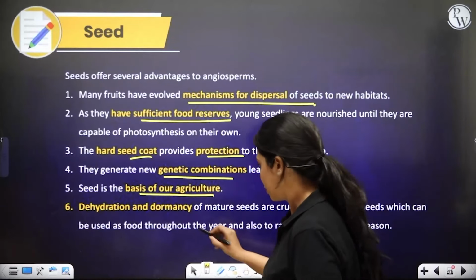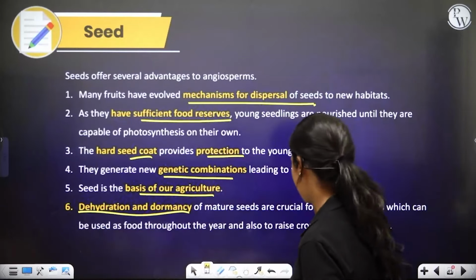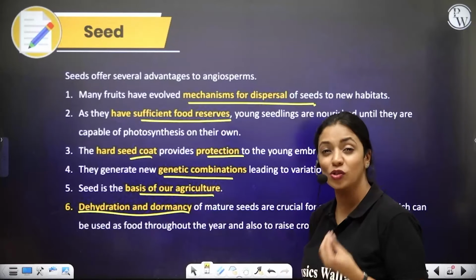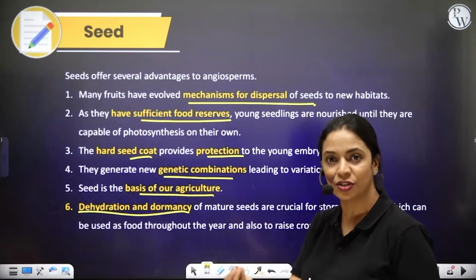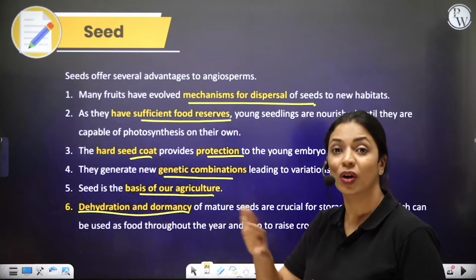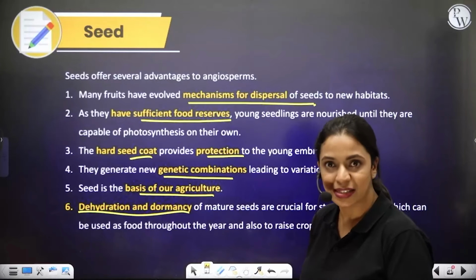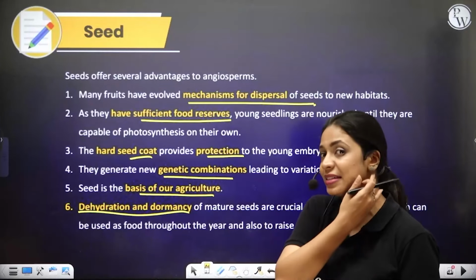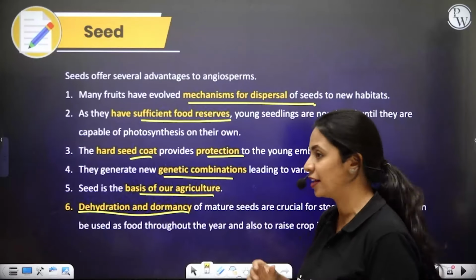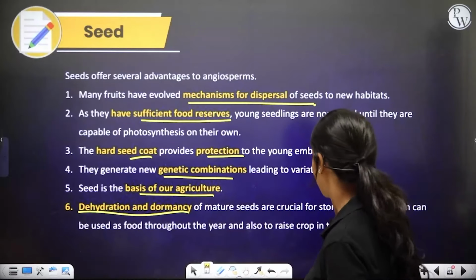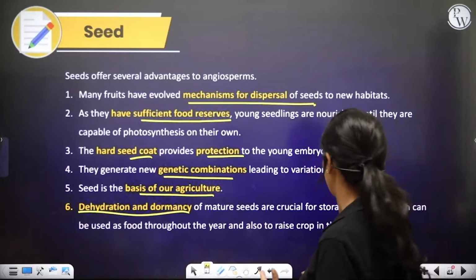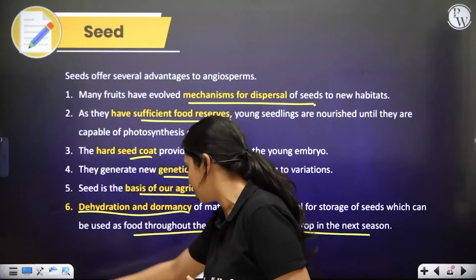So, talking about dehydration and dormancy, dehydration and dormancy is also very important. Otherwise, if the seeds are germinating as soon as they are formed, you can't store them, right? We store seeds at home also, right? That is because they are dormant and they remain inactive for a specific period of time, and because of that we can have food throughout the year.